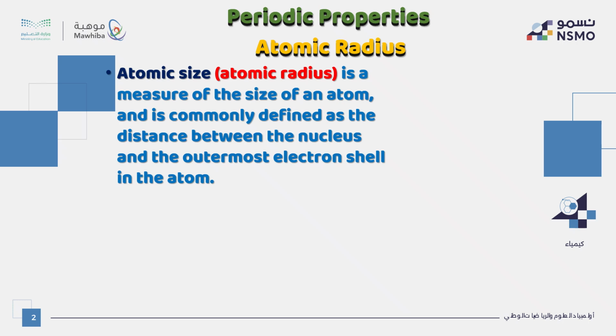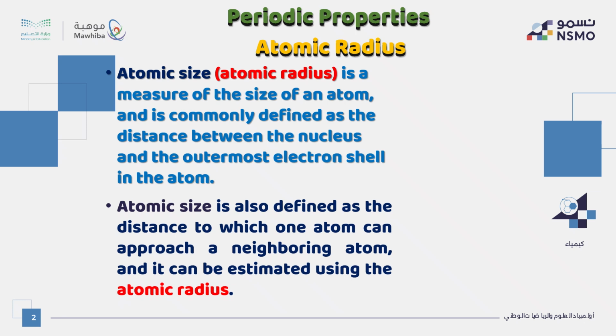Definition of atomic radius. The atomic radius is a measure of the size of an atom. It's commonly defined as the distance between the nucleus and the outermost electron shell in the atom. Because electrons do not have fixed positions and move in regions called orbitals, the atomic radius cannot be measured directly with a ruler. Instead, it is estimated based on how close atoms can approach each other.